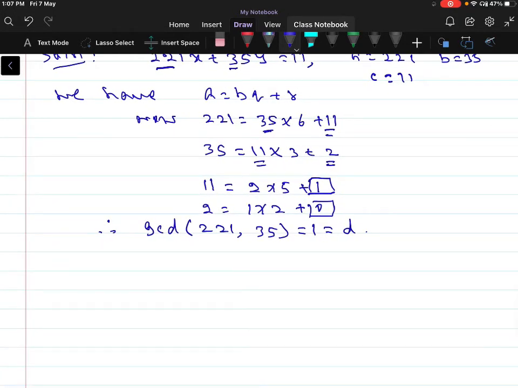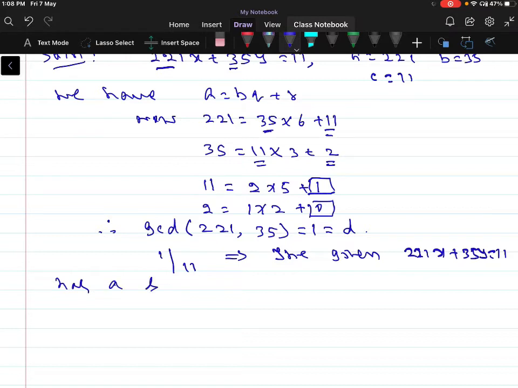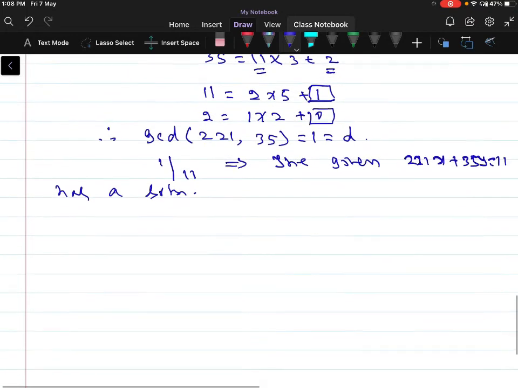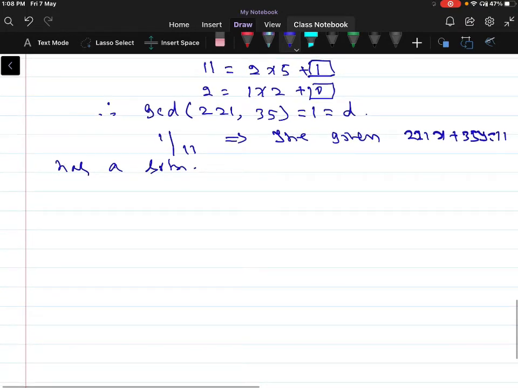So here d divides 11. Here d is equal to 1, and 1 divides 11. So this implies the given Diophantine equation 221x plus 35y is equal to 11 has a solution. Now let us find the particular solution of the Diophantine equation by using the GCD of the given integers.